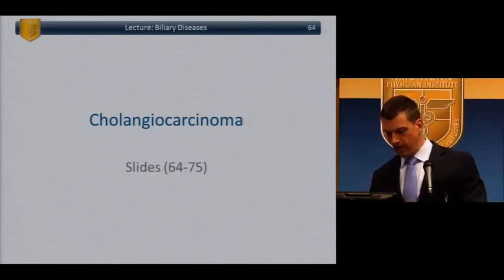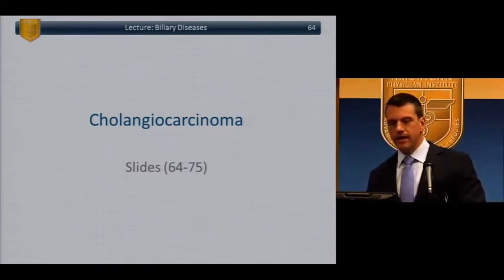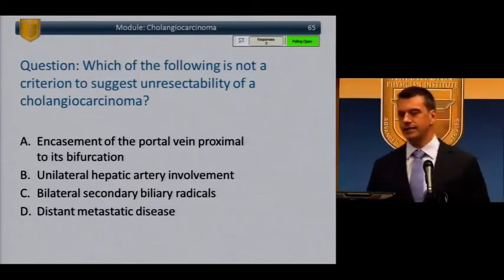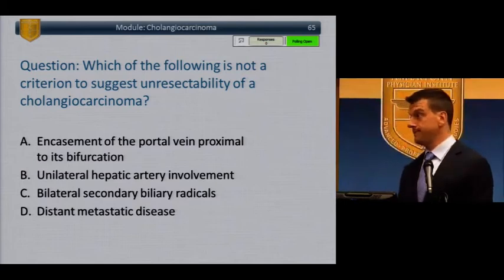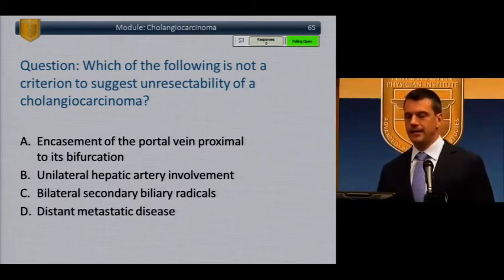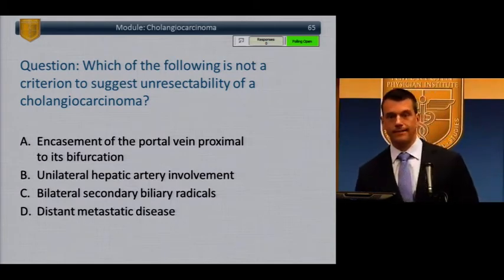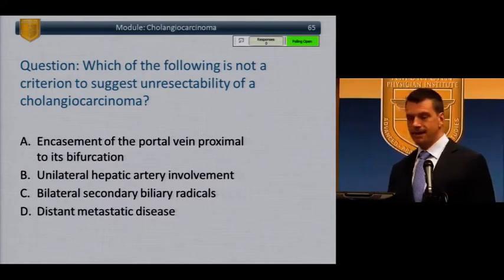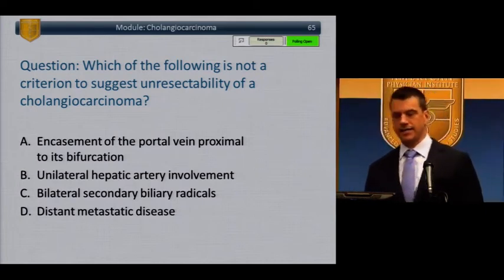Cholangiocarcinoma, equally also a bad actor. Which of the following is not a criteria to suggest unresectability of a cholangiocarcinoma? A, encasement of the portal vein proximal to its bifurcation. B, unilateral hepatic artery involvement. C, bilateral secondary biliary radicals. Or D, distant metastatic disease. Again, which is not a contraindication.